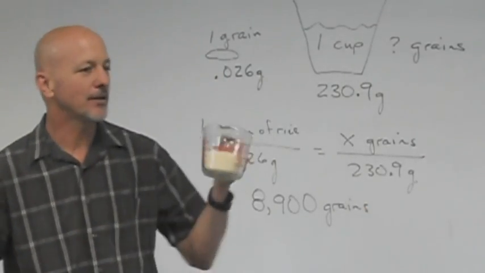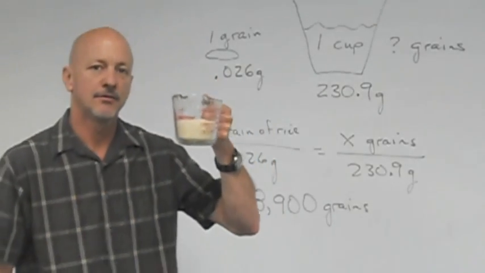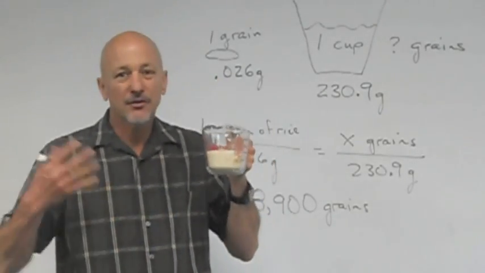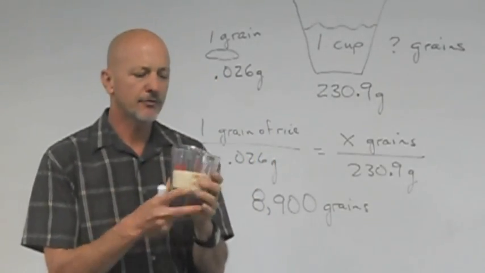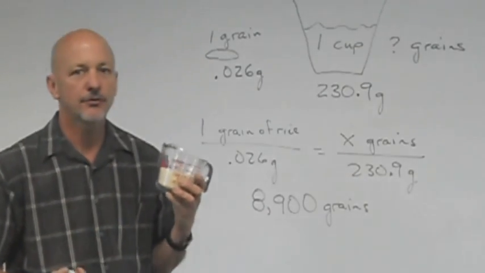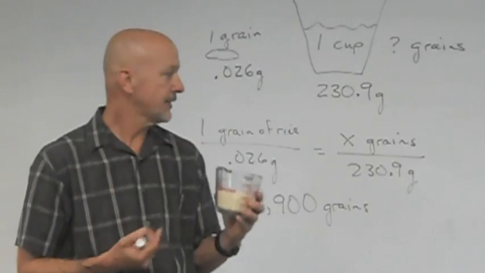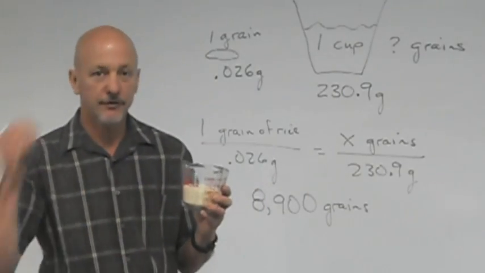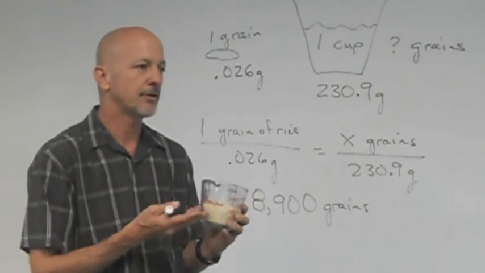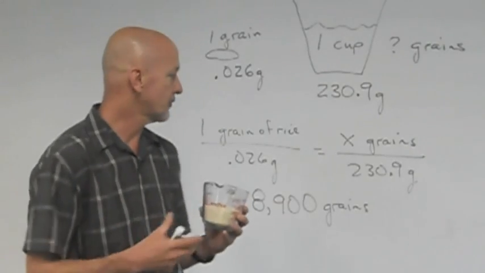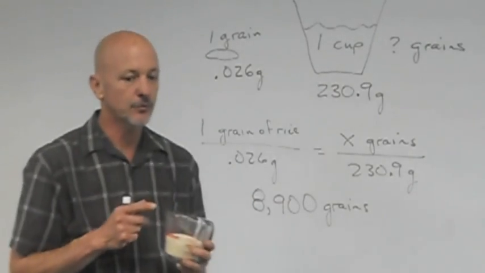An object with very small mass, and I have a great number of them, I don't talk about individual grains. You don't find a recipe that says count out 8,900 grains of rice and boil it for 15 minutes. We talk about big bunches because there's just so many. There's a lot of grains of rice in 1 cup.